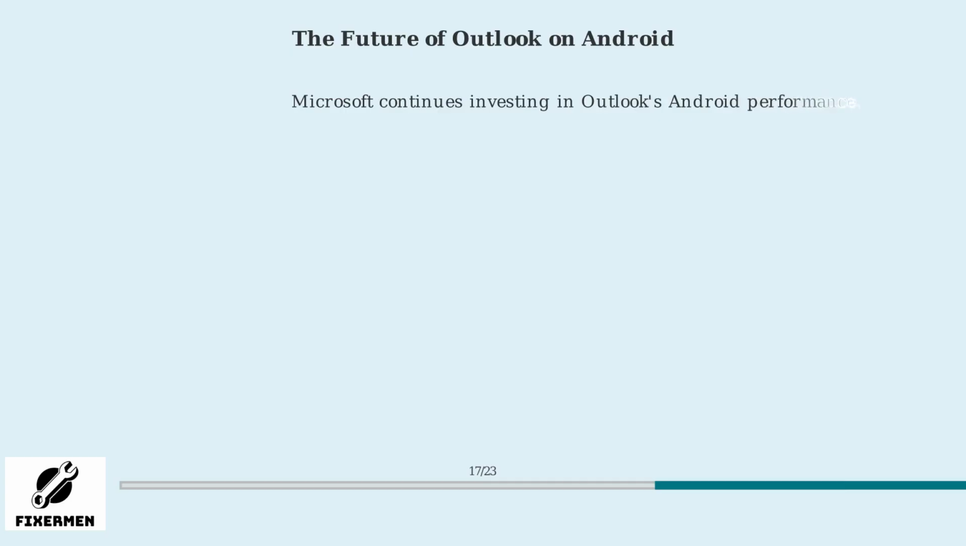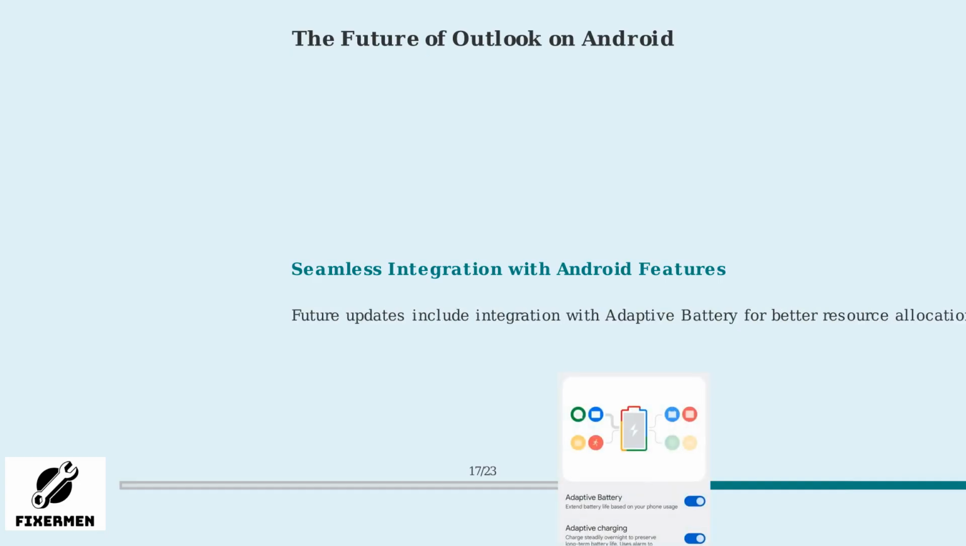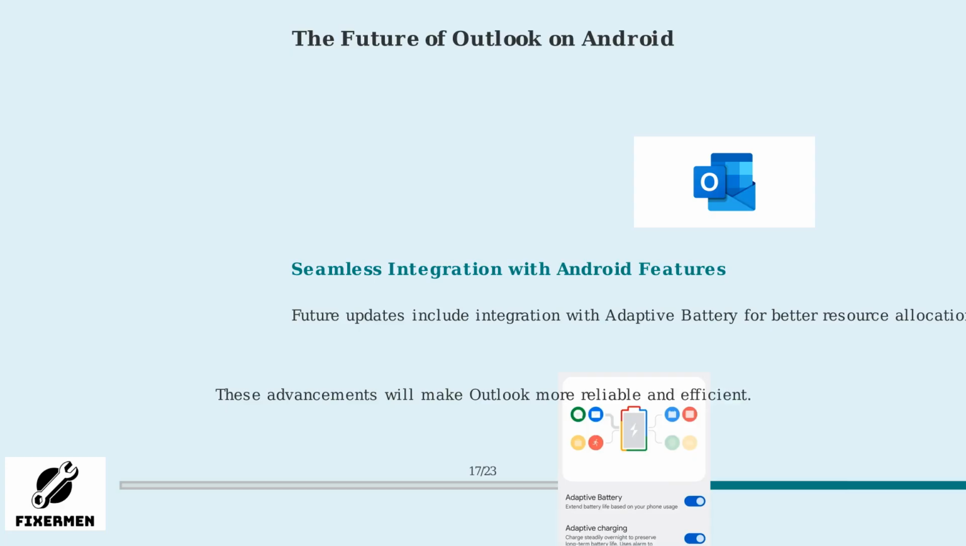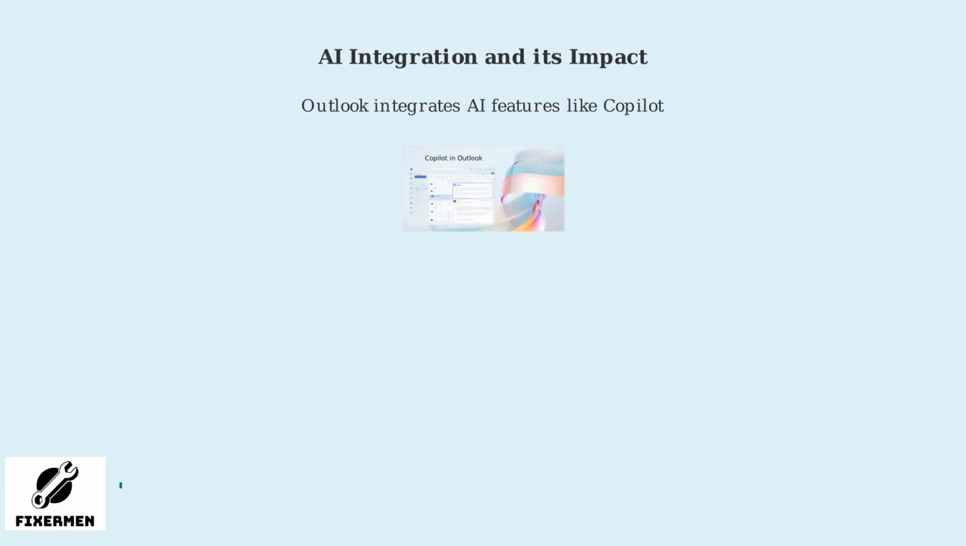Looking ahead, Microsoft is committed to enhancing Outlook's performance on Android devices. Through investments in AI-driven bug detection and unified testing across all Android versions, users can expect a significant reduction in issues. Future updates will seamlessly integrate with Android's adaptive battery feature, optimizing resource usage and improving overall app stability. Outlook is increasingly integrating AI features like Copilot for smart replies and task summaries. This enhances productivity by automating routine tasks.